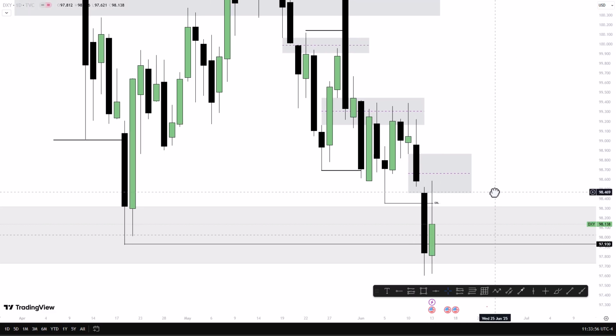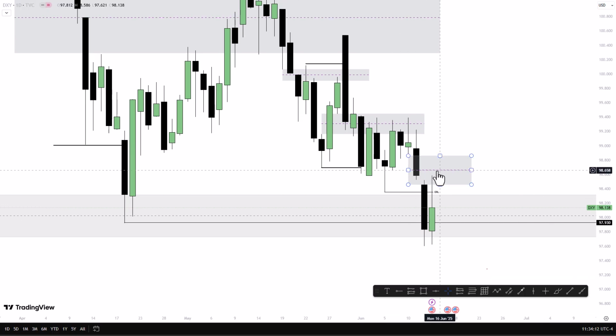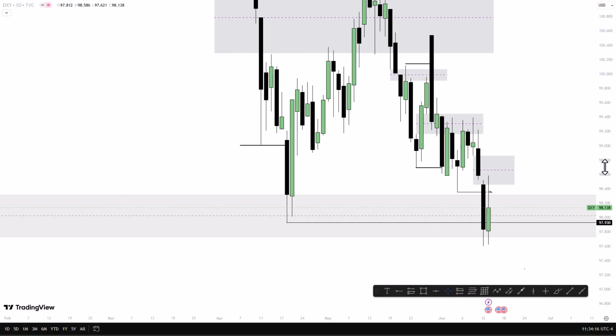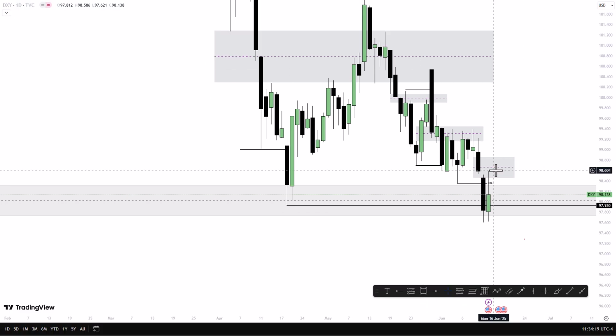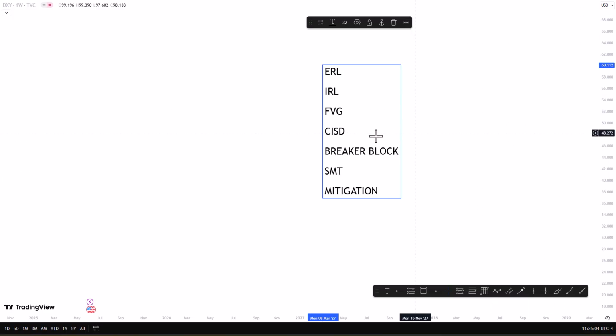Now, where is our line of defense? Our line of defense is this fair value gap. If price closes above this fair value gap, then we might be bullish. But as long as price respects this fair value gap, we will remain bearish, following the weekly time frame. So we have explained external range liquidity and internal range liquidity as well as fair value gap.